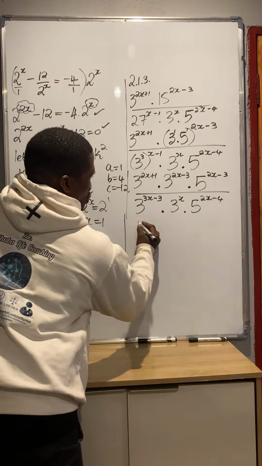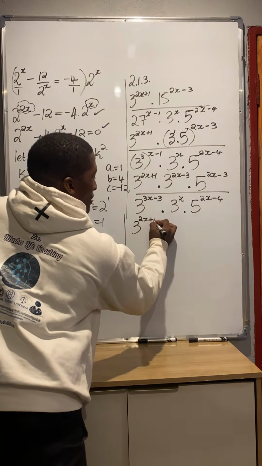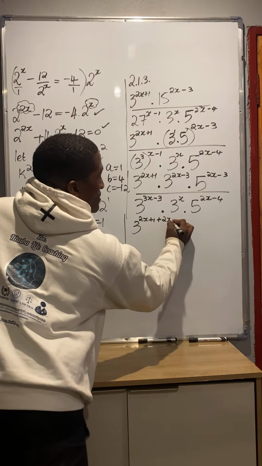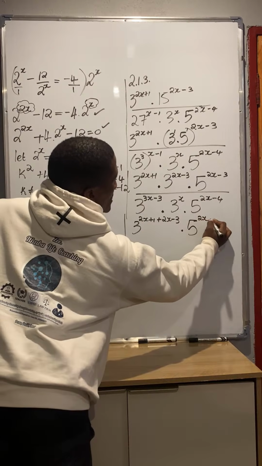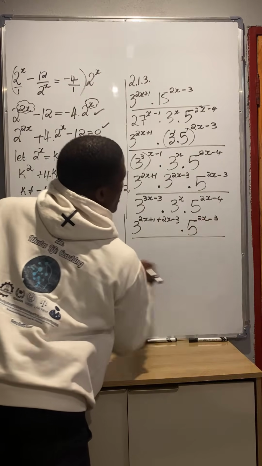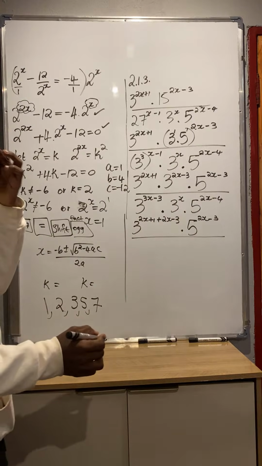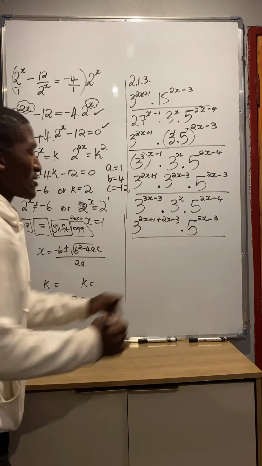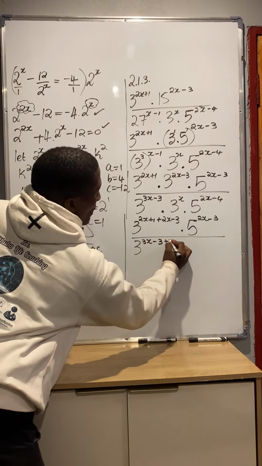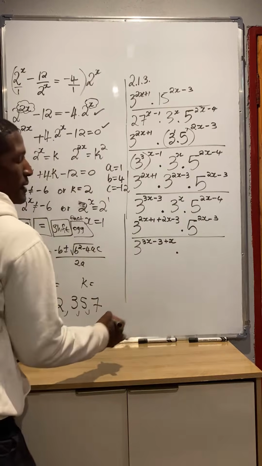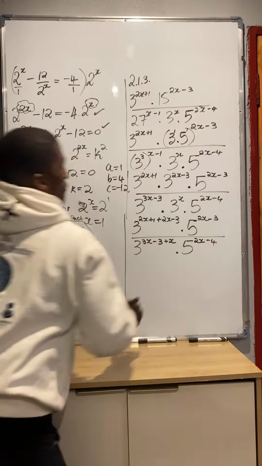It's going to be 3 to the power of 2x plus 1 plus 2x minus 3 times 5 to the power of 2x minus 3. And then this is all over what, family? This is going to be this one plus this one. So it's 3x minus 3 plus x times, family, 5 to the power of 2x minus 4.